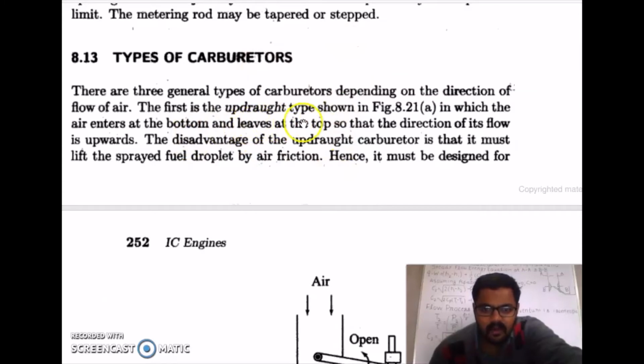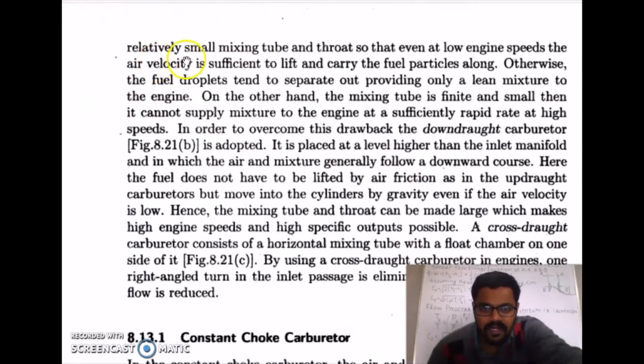The first is your updraft type shown in figure 8.21a, in which the air enters at the bottom and leaves at the top, so the direction of its flow is upward. The disadvantage of updraft carburetor is that it must lift the sprayed fuel droplets by air friction. Hence, it must be designed for literally small mixing tube and throat, so that even at low speed, the air velocity is sufficient to lift and carry the fuel particles along.